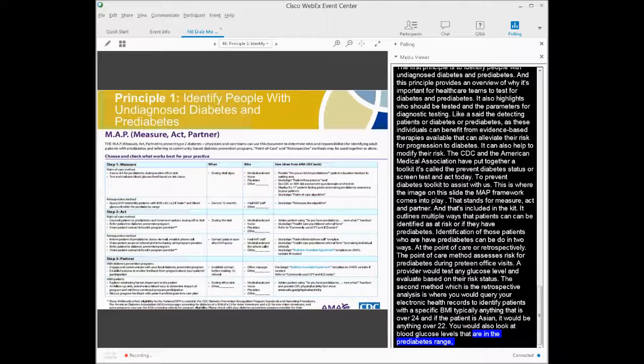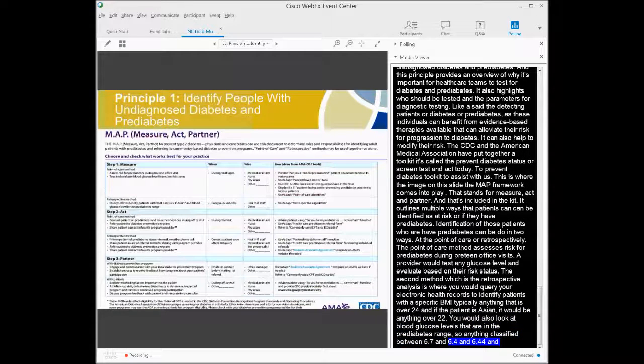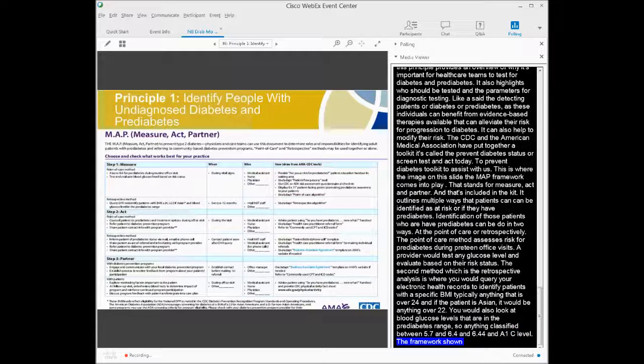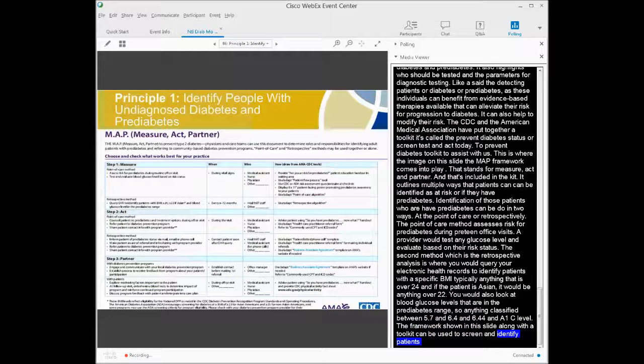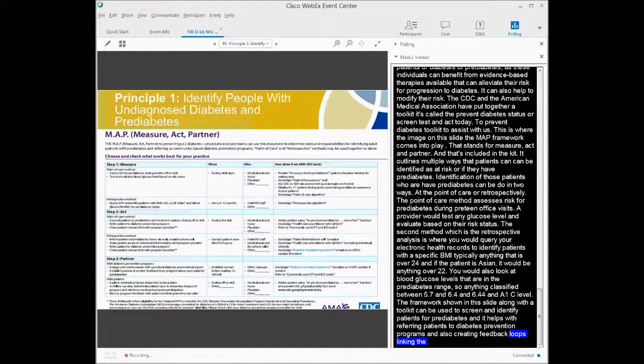So the MAP framework shown on this slide, along with the toolkit, can be used to screen and identify patients for prediabetes. It also helps with referring patients to diabetes prevention programs and also creating feedback loops, linking the patient's progress in the diabetes prevention program back to the physician practice.